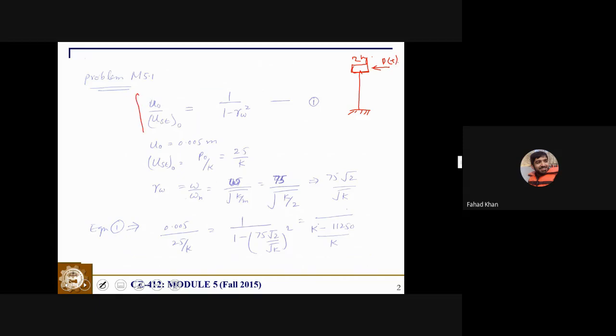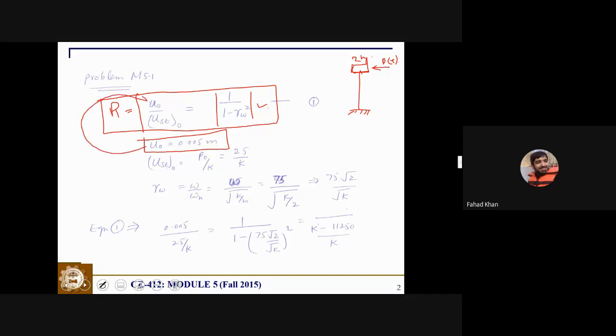Now we know that the dynamic displacement divided by the static displacement is given by R omega, and this is equal to 1 divided by 1 minus R omega squared. The dynamic displacements are limited to 0.005. So this is already given, and we are asked to find the cross-sectional dimensions of this aluminum tubular rod.